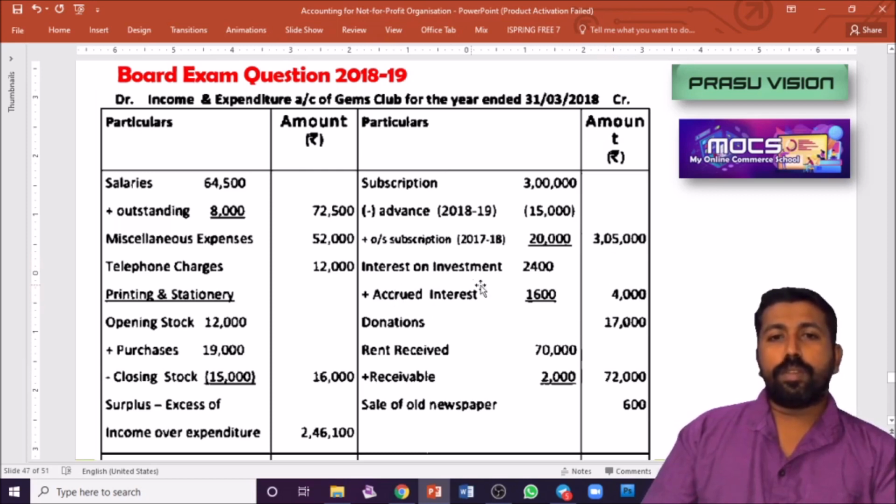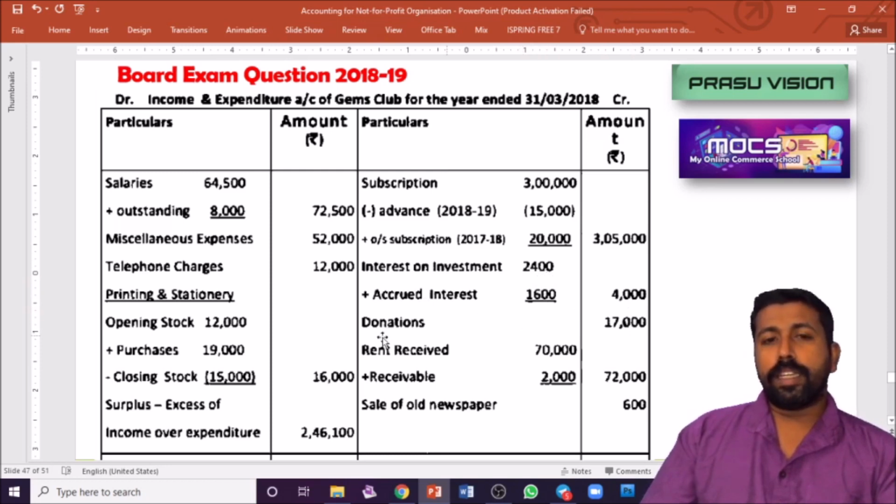And the interest on investment 2,400 is there in the previous receipt and payment account. Actually, the investment interest is 4,000, so we have to find out the accrued interest. Accrued interest means the remaining interest to be collected by the organization, 1,600. Please calculate the 6% interest on investment as per the period, and that will be 4,000. Already they received 2,400, but still to receive 1,600.